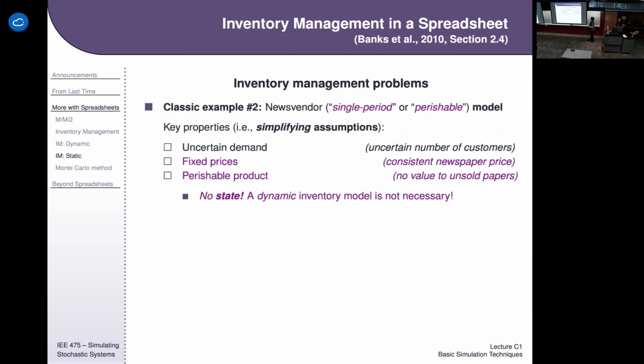Okay. So the other classic inventory management problem that I want to show you, because it gives us a more direct juxtaposition of averaging methods like you see in 470 and our more variance-based methods that you see here in the sim course, is the so-called news vendor problem, which is also the single period or perishable inventory management problem. So this is a simplified case.